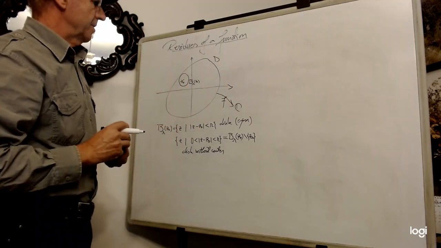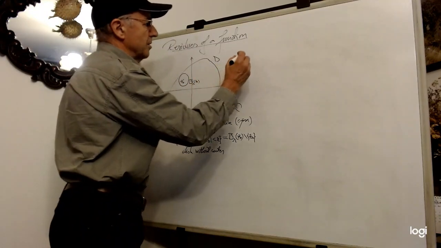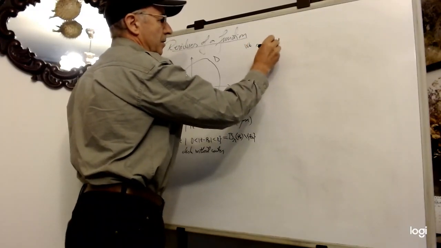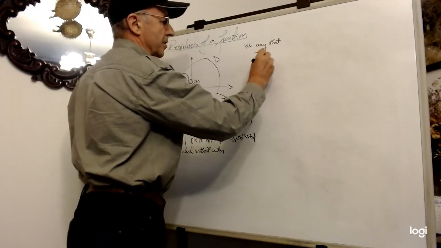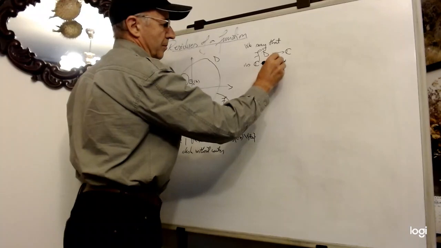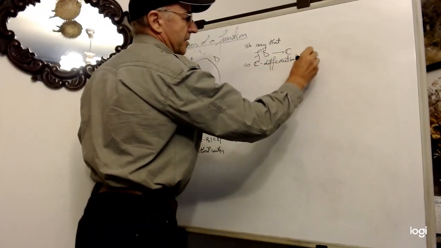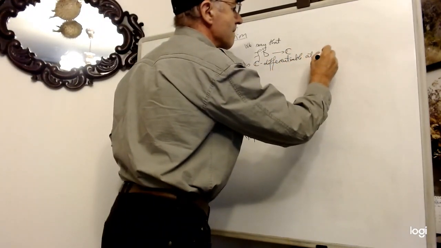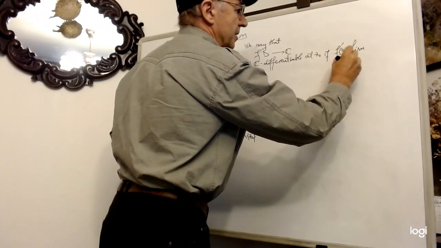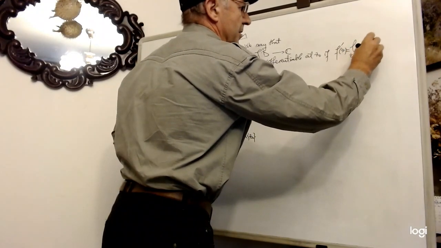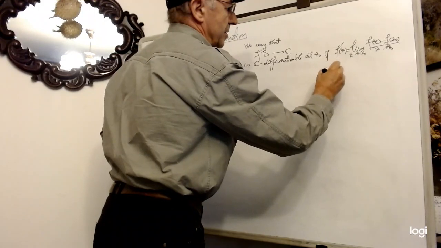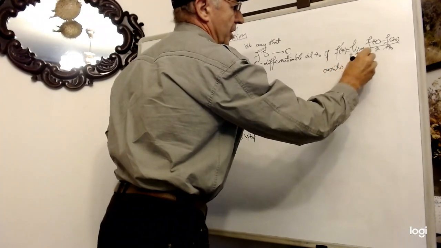I shall remind you some definitions. We say that our function f defined on D to C is C differentiable at z0 if, denoted by f prime of z0, the limit for z going to z0 of f of z minus f of z0 over z minus z0 exists and is finite.